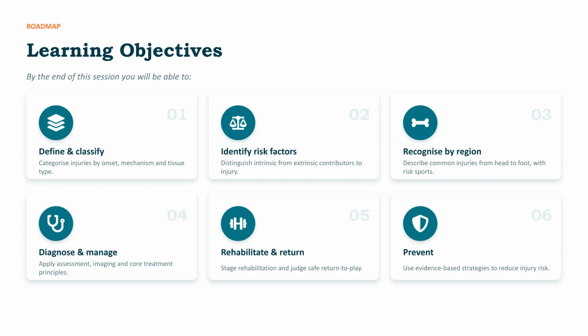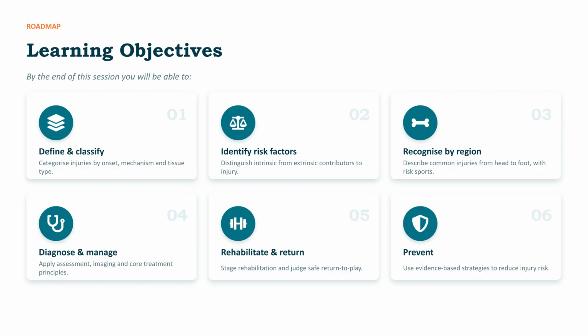By the end of this session, you'll be able to do 6 things. First, define and classify sports injuries by onset, mechanism, and tissue type. Second, identify risk factors, both intrinsic, like age and previous injury, and extrinsic, like equipment and training errors. Third, recognize common injuries by region, from the head down to the foot.